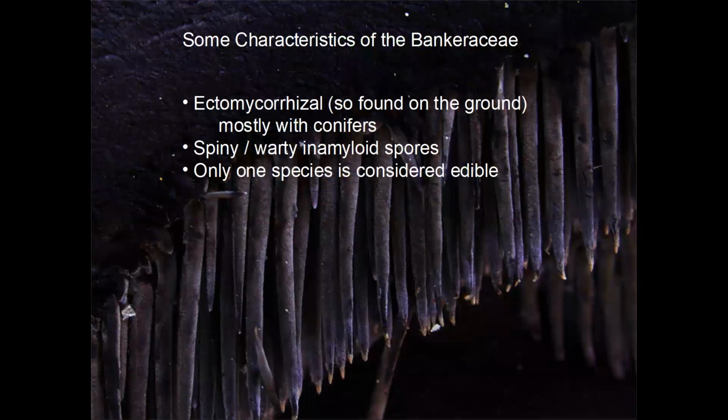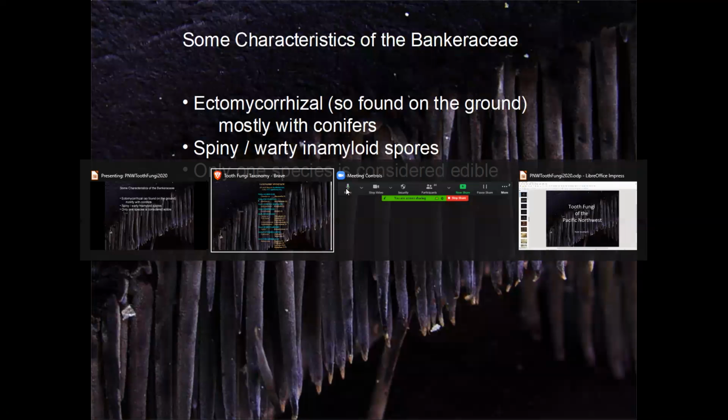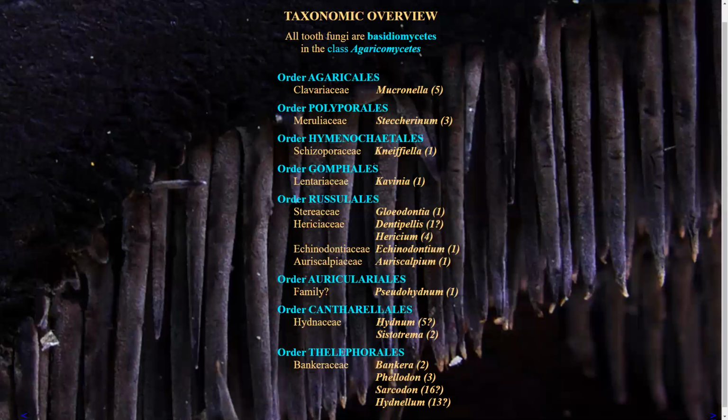Okay, so we've sort of quickly run through these first groups here, and we're now into the last group, which is in the order Thelephorales, which contains only two families. One is Thelephoraceae, which are little blade-like fungi that grow on the ground, and the Bankeraceae, which are all toothy fungi.